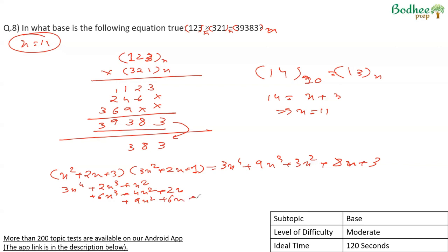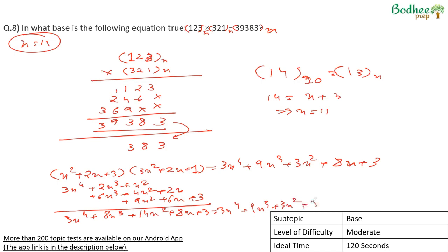Plus 6n plus 3. So if we add these terms, we get 3n^4 plus 8n^3 plus 9n^2 plus 8n plus 3, which is equal to the term 3n^4 plus 9n^3 plus 3n^2 plus 8n plus 3. As you can see, the 3, the 8n and the 3n^4 will get cancelled. So we'll get 11n^2 is equal to n^3. Dividing away n^2, we'll get n is 11.